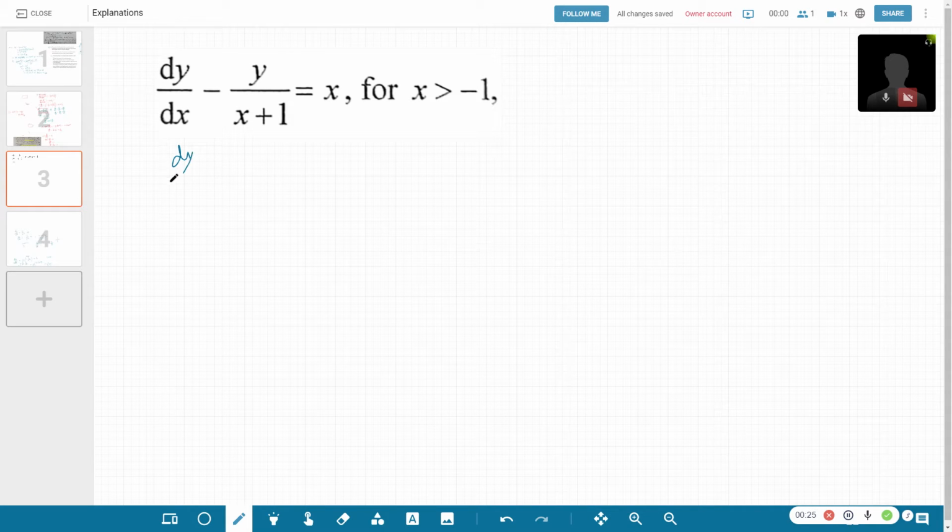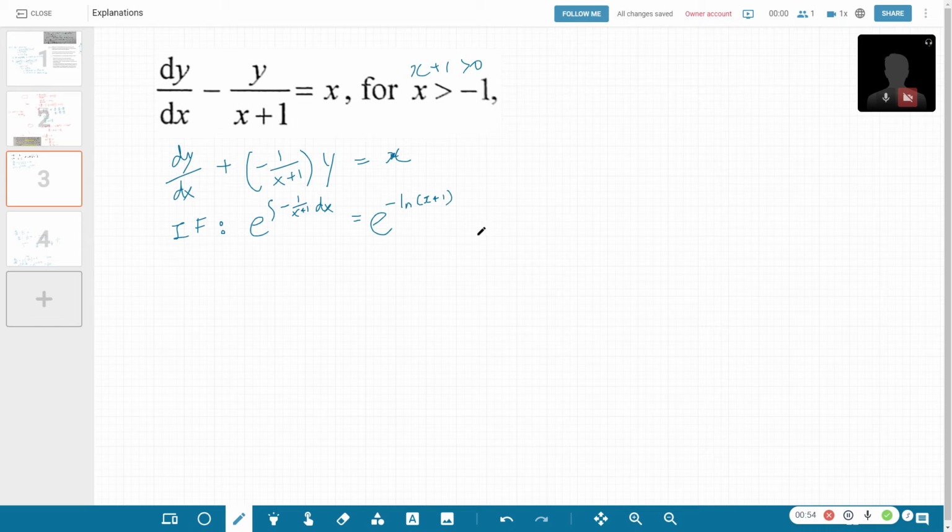So for this case, dy/dx plus negative 1 over x plus 1 times y is equal to x. Okay, so the integrating factor is actually e to the power of the integral of negative 1 over x plus 1 dx. If you take out the negative sign, you'll get e to the power of negative ln of x plus 1. Now, I didn't put a modulus sign because x plus 1 is greater than 0. This is 1 over e to the power of ln of x plus 1. e to the power of ln x is x, so e to the power of ln of x plus 1 is x plus 1. That's why you get 1 over x plus 1 here.